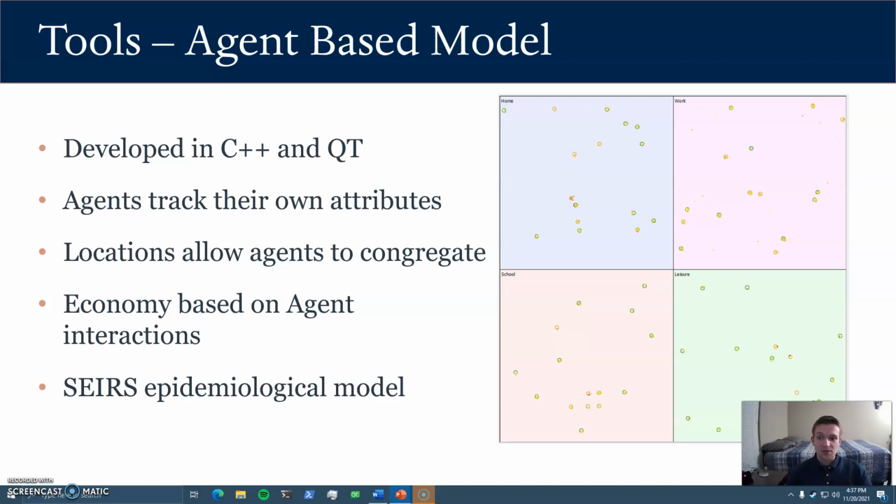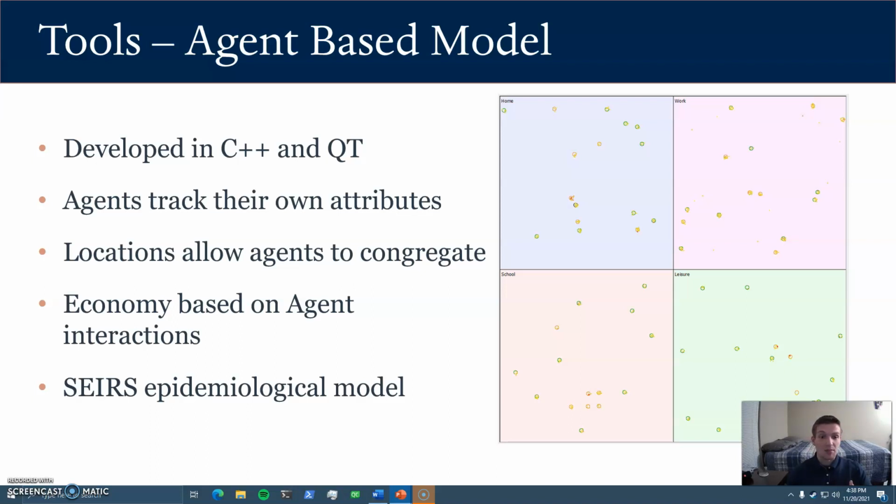Some of the specific attributes that the agents keep track of are their age, their health status, they have a wealth associated with them, as well as a set of locations that they visit. Every agent has a home, work, school, and leisure location, and they're able to move between those locations throughout the day according to a predefined behavior chart. There are a few different behavior charts, both for adult and child agents.